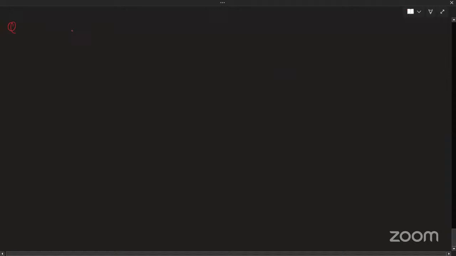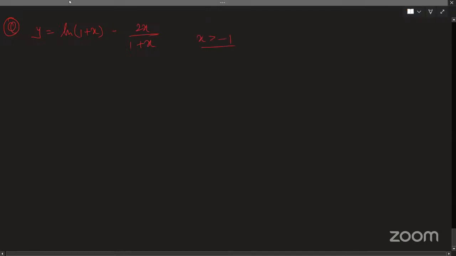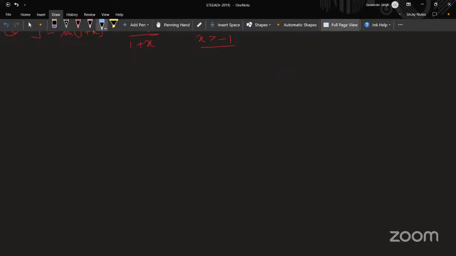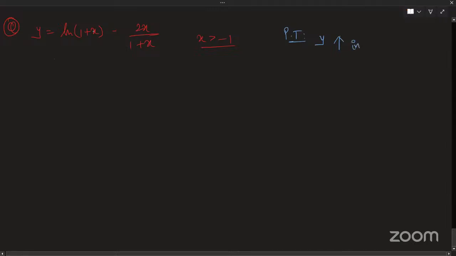So a function is being given to me. The function is y is equal to ln of 1 plus x minus 2x by 1 plus x. Obviously, x is greater than minus 1. If x is not greater than minus 1, then 1 plus x will be a negative value, so it won't work. Natural log does not exist for negative values. So you need to prove that this function y is increasing in its whole domain.